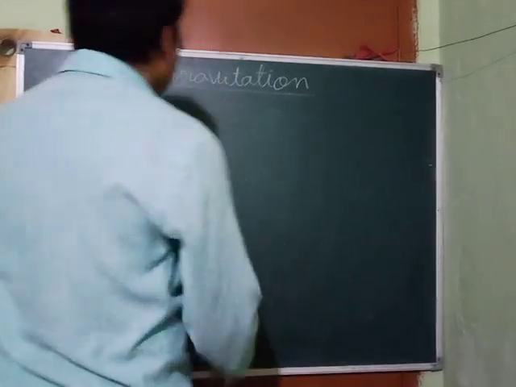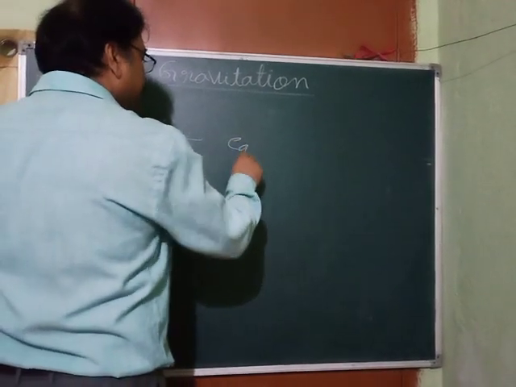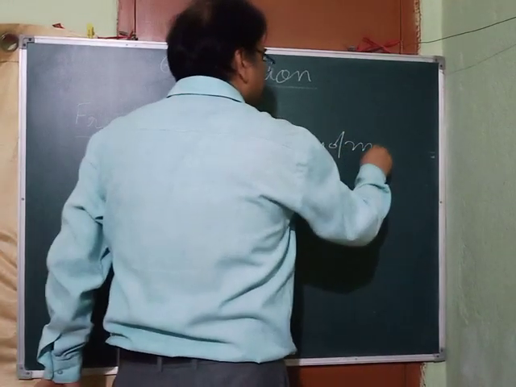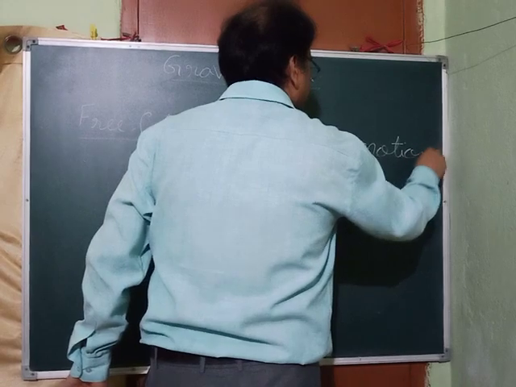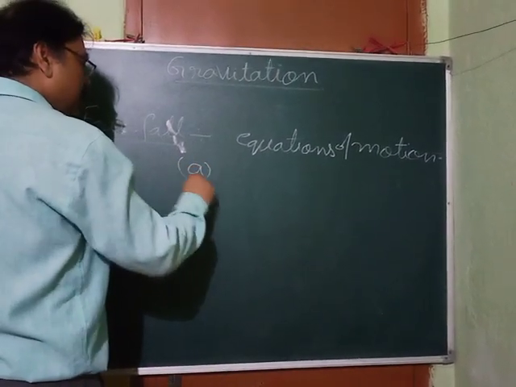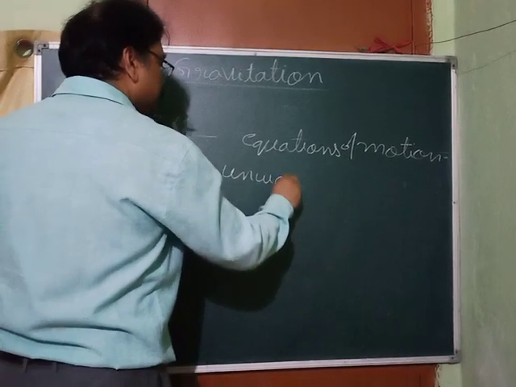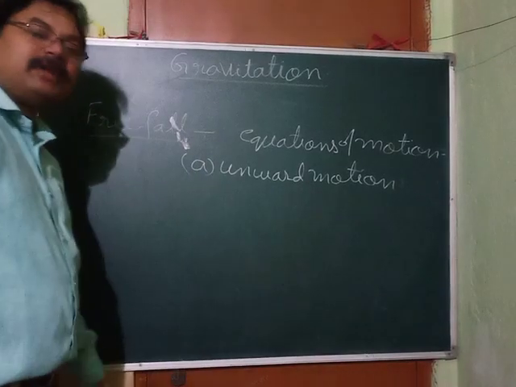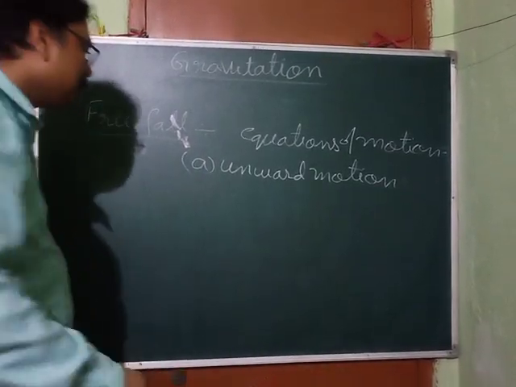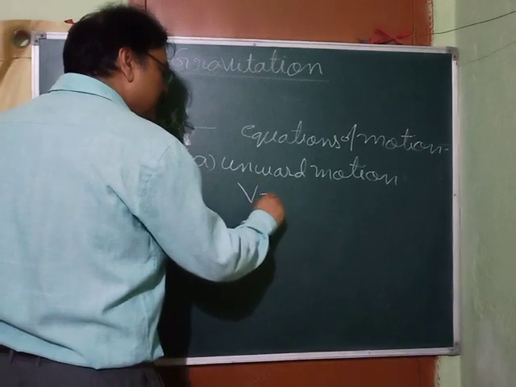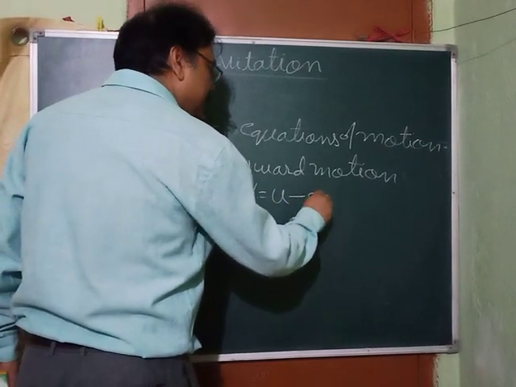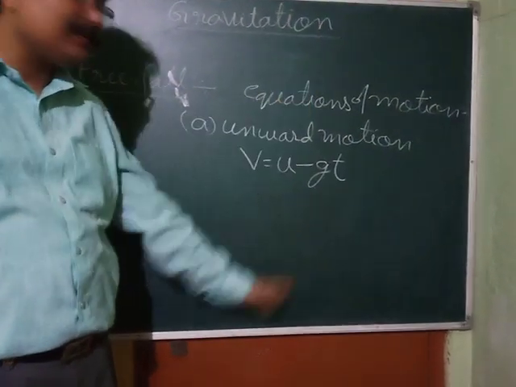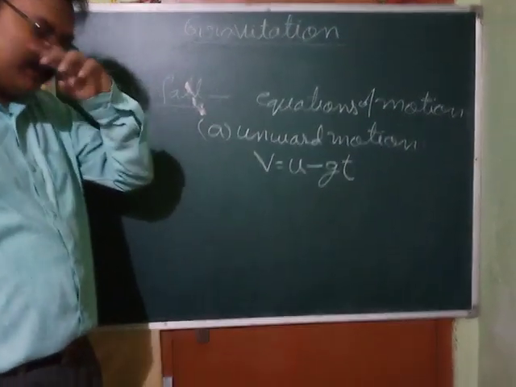So in case of free fall, equations of motion, we will have 2 parts. One, upward motion. Upward motion, what will you get? g is negative, remember. So first is v = u - gt. It was u + at, but a is -g because it is going up and acceleration is downward. So - gt. So that's what we will get.